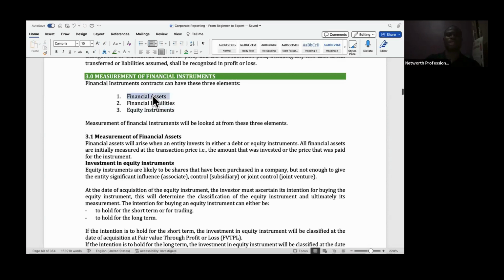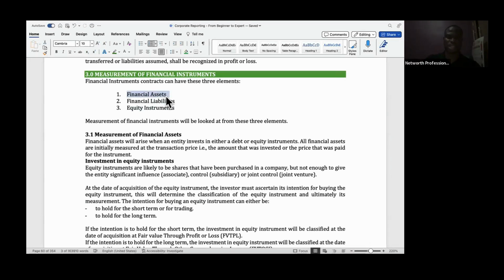Then we started with measurement of financial assets. When I was defining financial assets to you, I told you that there are three things. One is that it's cash. The second thing is that financial asset is when you buy shares in a company, that is investment in equity. And financial asset is also when you lend somebody money, which usually gives rise to a contractual right to receive cash.